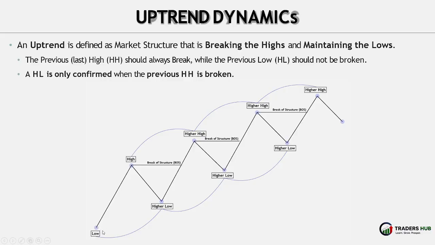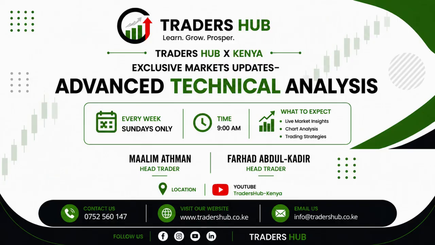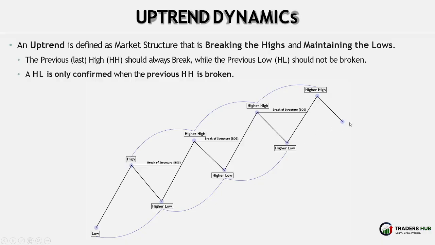And by printing a sequence of higher highs, higher lows, higher highs, higher lows, that is what we mean. Okay? Market structure, that is breaking the highs and maintaining the lows. The lows, these are the lows here. The lows should always be maintained when we are on an uptrend. And all these lows or higher lows can only be confirmed by the break of the previous high. Now the break of this previous high is what we call break of structure.